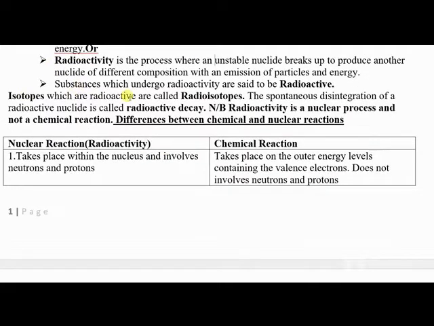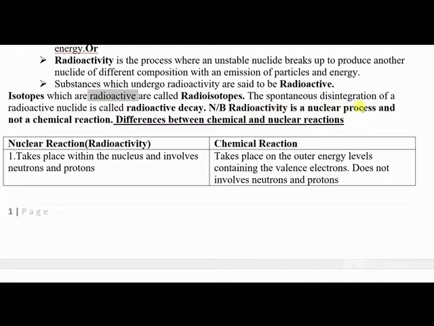Isotopes which are radioactive are called radioisotopes. So what are radioisotopes? These are unstable isotopes. Unstable isotopes which are likely to undergo radioactivity are called radioisotopes because they are radioactive. A radioactive substance is a substance which is unstable and likely to undergo radioactivity anytime. The spontaneous disintegration of a radioactive nuclide is called radioactive decay.